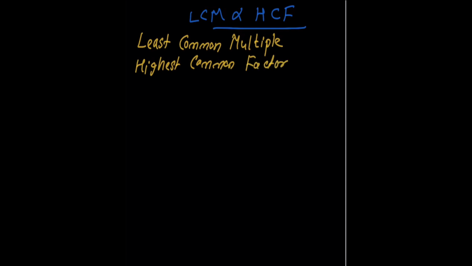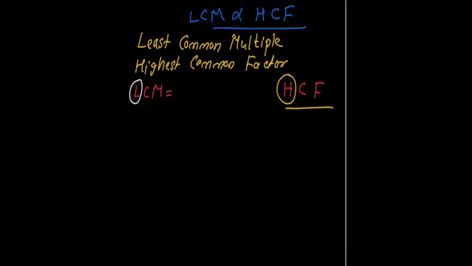Let's see LCM. Among the common multiples, which is the lowest one? That is LCM. Likewise, in HCF, among the common factors, which is the highest one? That is HCF. That is the basic idea behind LCM and HCF.